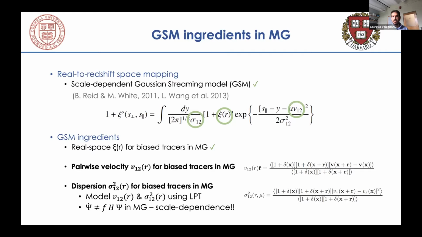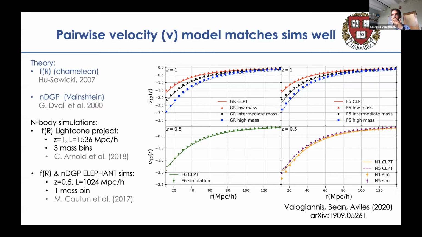The equations get even lengthier in the case of the velocities, so I'm not going to attempt to show any of them here. What I'd just like to say is that once again, one needs to make sure that the velocities can be accurately captured by an analytical model, which is what we confirmed here. You can see the same comparison against the simulations on this plot across a wide range of different parameterizations and times. And the same for the pairwise velocity dispersion.